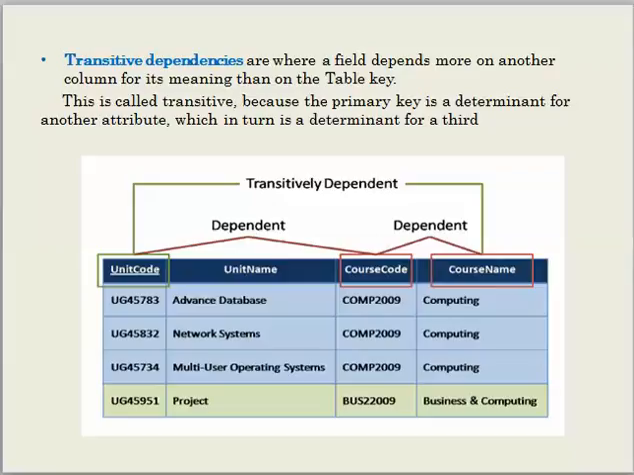Course name could be dependent on unit code, but it's more dependent on course code. Therefore, it is transitively dependent on unit code.